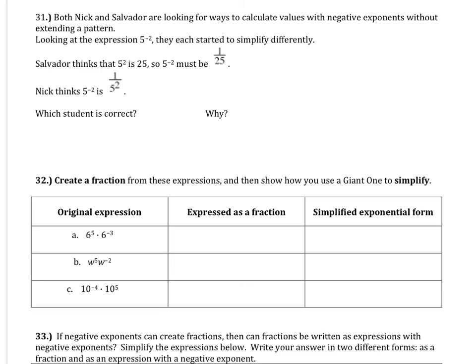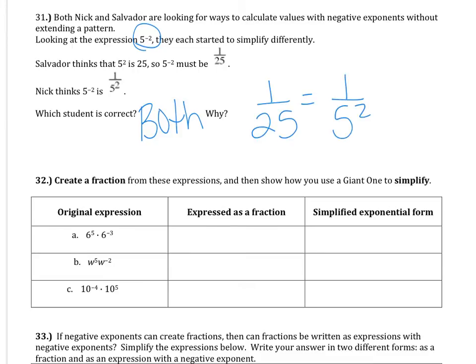Problem 31, we have two guys. They're looking for ways to calculate negative exponents without extending a pattern. So they're looking at 5 to the negative 2 power, and they simplify differently. Salvador thinks that 5 squared is 25, so 5 to the negative 2 power must be 1 over 25. And Nick thinks that it is 1 over 5 squared. Which student is correct? Well, both of these guys are correct because 1 over 25 is the same thing as 1 over 5 squared. They are equal. So 1 over 5 squared is 1 over 25. So they are both correct.